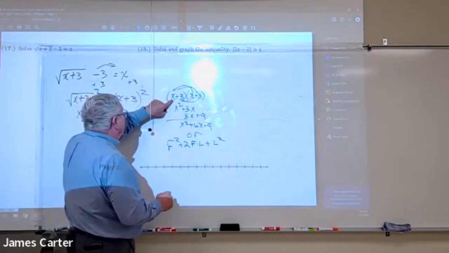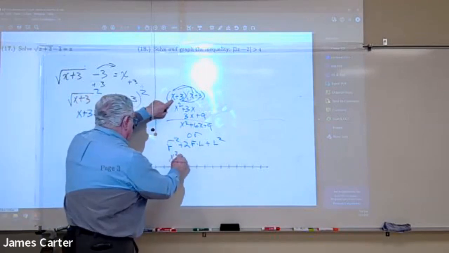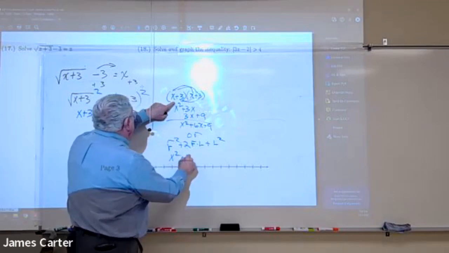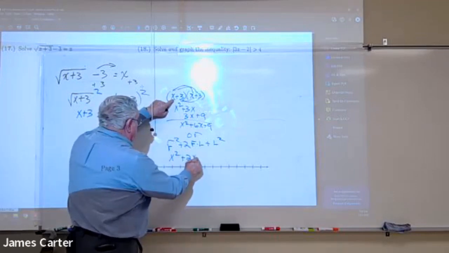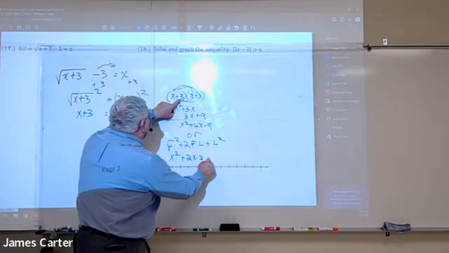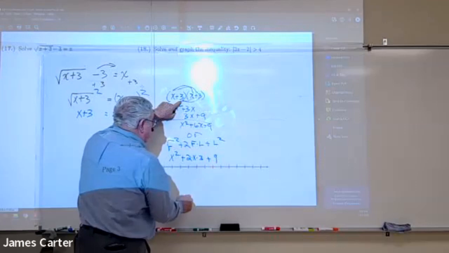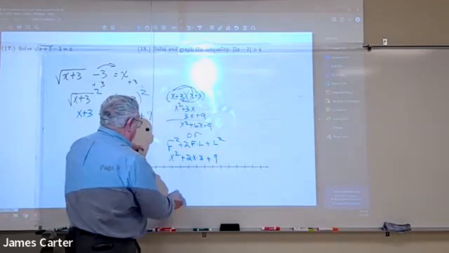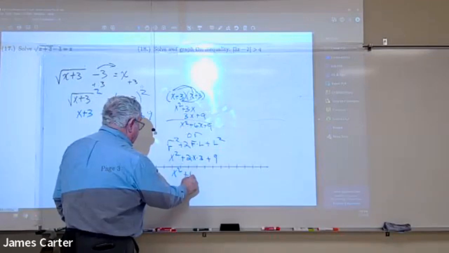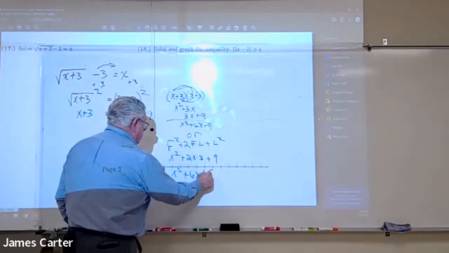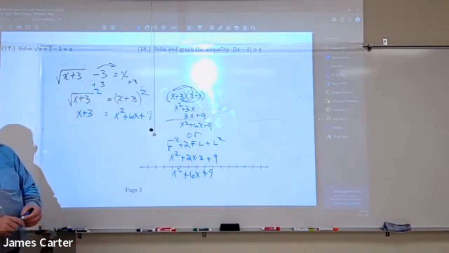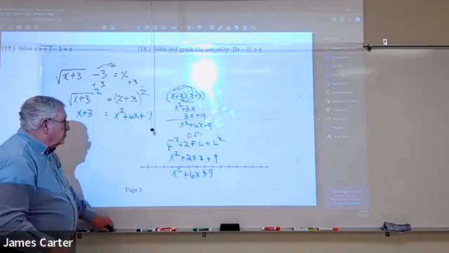First term squared plus 2 times the first term times the last term plus the last term squared, or in other words, x squared plus 6x plus 9. Two different ways of working that one. Okay, whichever way works for you.